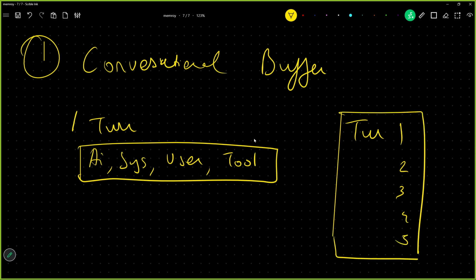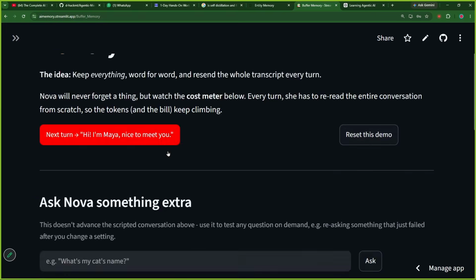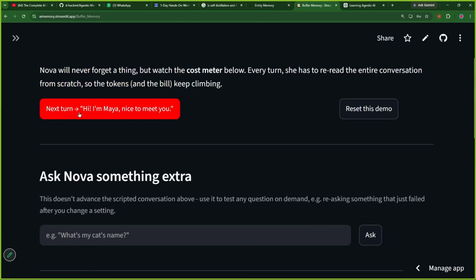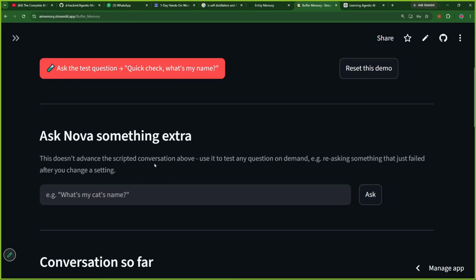What is the problem with this? As these turns keep increasing, our cost goes exponentially high. Why? Because there is no logic behind this. We are just storing the history on and on. We are dumping the history. So let us see that in action. Now see, memory will be maintained. It is a technique. Memory will be maintained, but it will blow up.